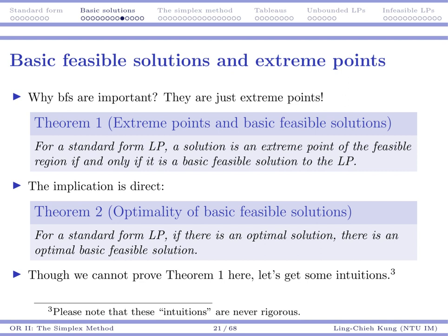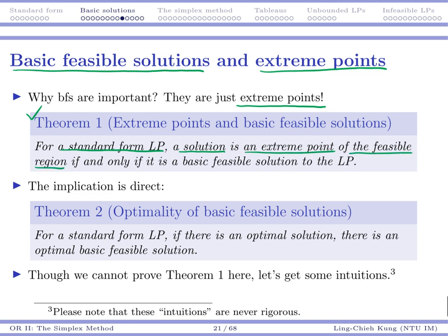So when we want a basic feasible solution, there must be a reason. The reason is because they are just extreme points. Okay, so our theorem is here. For a standard form linear program, a solution is an extreme point solution of the feasible region if and only if it is a basic feasible solution to the linear program.